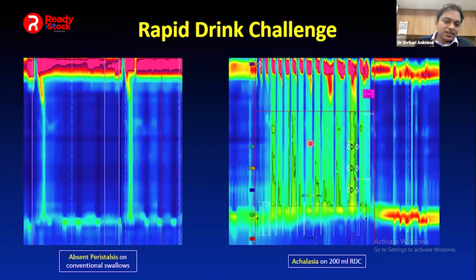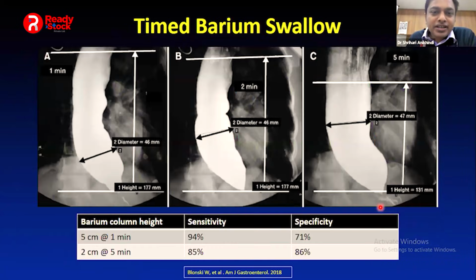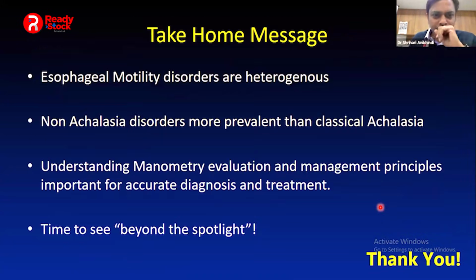So here you do something called a rapid drink challenge. In a rapid drink challenge, you ask the patient to rapidly drink around 200 ml of liquid, and you see what happens to the IRP. If after a rapid drink challenge your IRP increases, this is a case of achalasia cardia. If the IRP does not increase even after pushing the esophagus, this is a case of absent esophageal contractility. A timed barium swallow in such cases might be useful. There are very few situations now where we actually use a barium swallow. Virtually, our usage of barium swallow has become non-existent with the good quality manometries that are available.